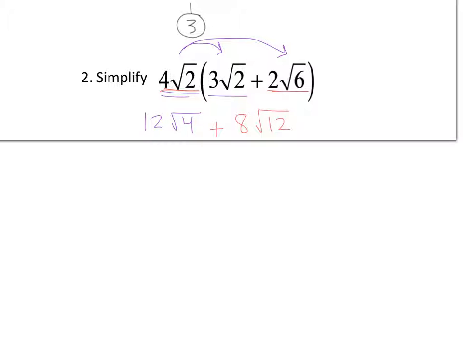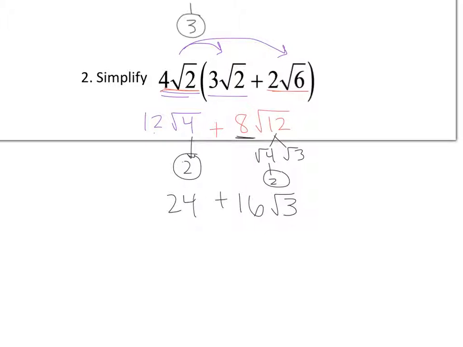And now let's simplify because we can do some simplifying here. Square root of 4 is 2, so out comes a 2. There's nothing left underneath. So 12 times 2 is 24. Plus, let's break down 12 into square root of 4, square root of 3. Out comes a 2, but I already have an 8 out in front. So that turns into 16 square roots of 3. And now I look and see if I have any like radicands, but I do not have any like radicands or anything that I can simplify anymore. So that is my final answer.